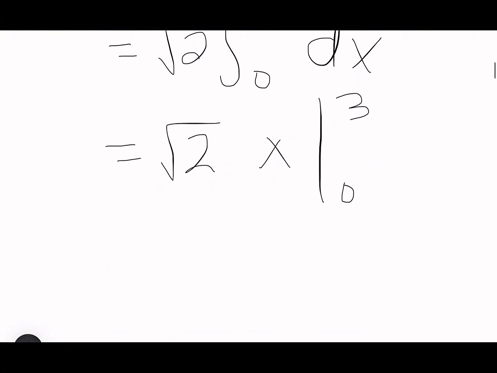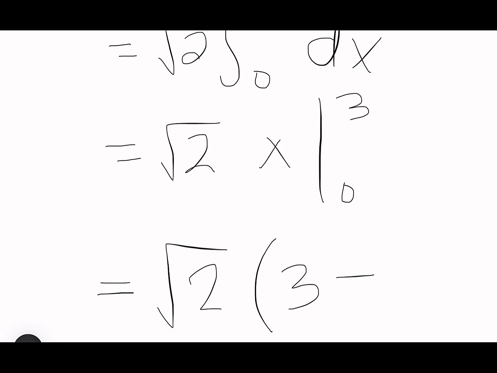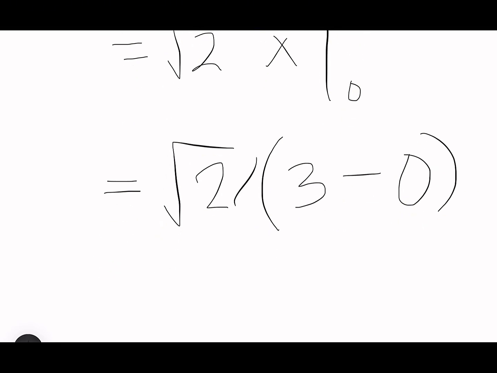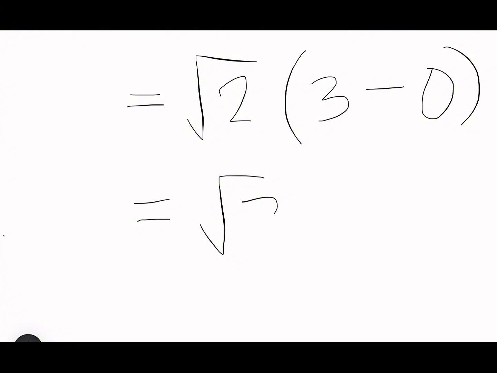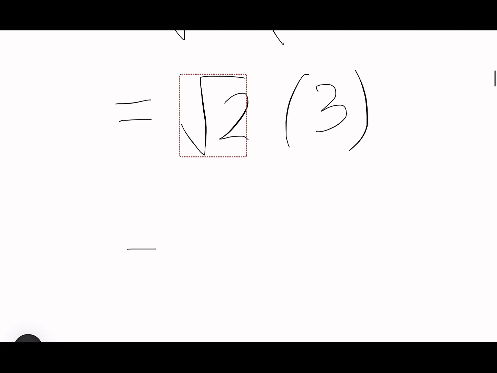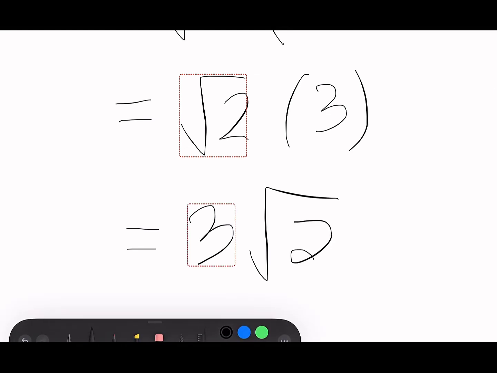So the square root of 2 times, we need to plug in the 3 minus the 0. So it's now the square root of 2 times 3, or simply like this. So here's our final answer.